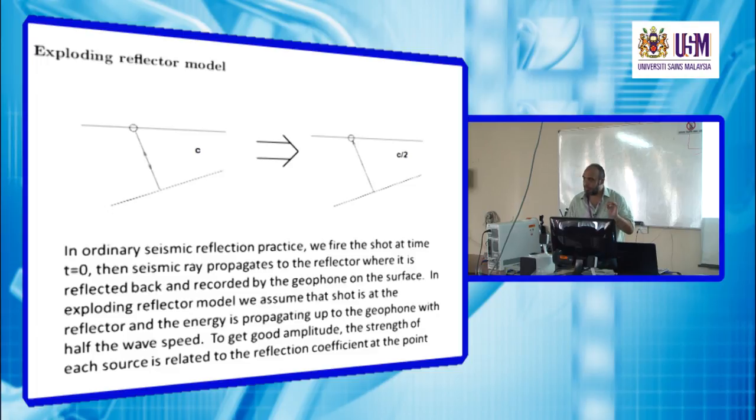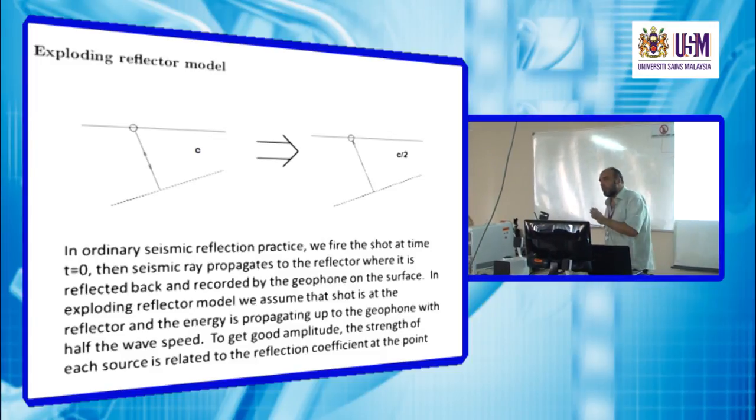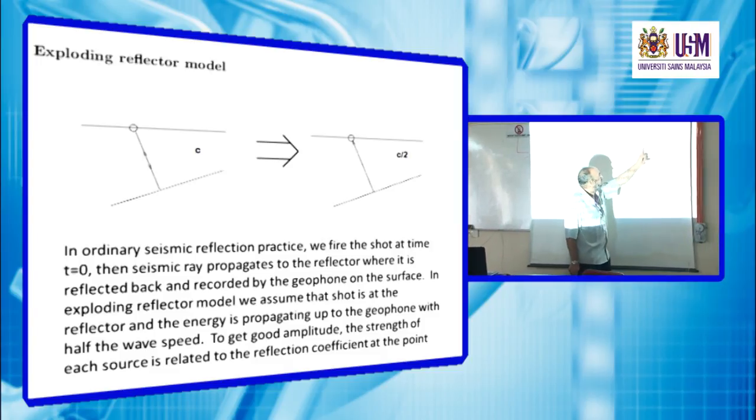In the exploding reflector model, the source is at the reflector. So when I'm saying we are tracing the source, that means I'm tracing this point on the reflector. Doing so for all points means that the whole reflector is replaced, or is imaged, by a series of exploding sources along it.